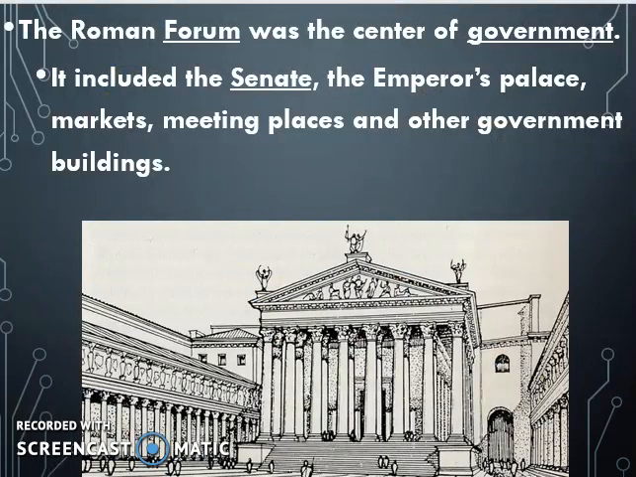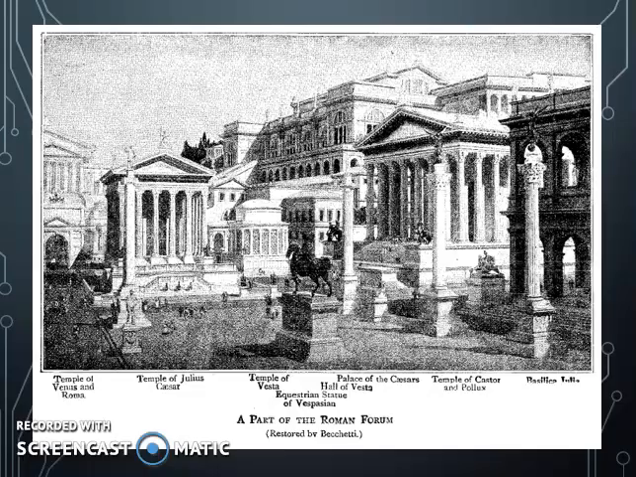The Roman Forum was the center of government. We've seen this word forum before. It included the Senate, the Emperor's Palace, markets, meeting places, and other government buildings. So the Forum was this area where people would come together to talk about government. There would be the government buildings, and it was in the center of the city.